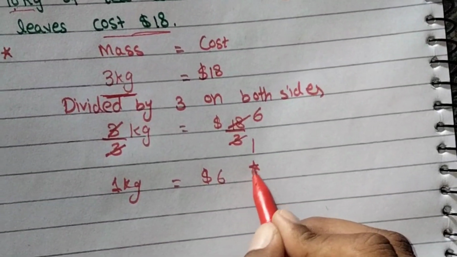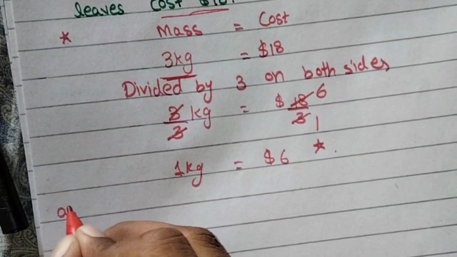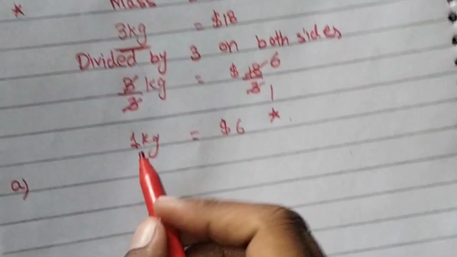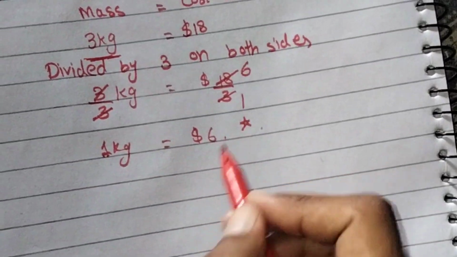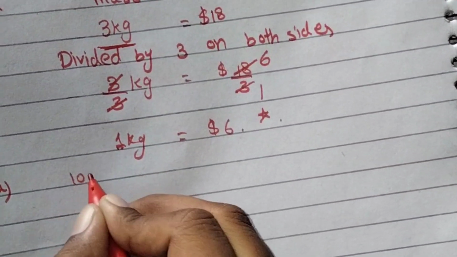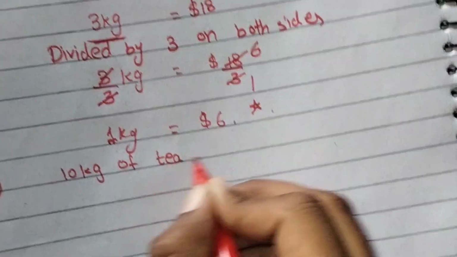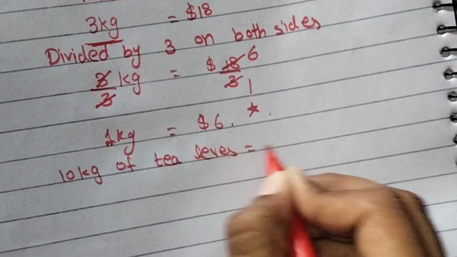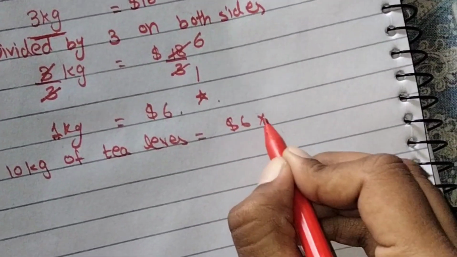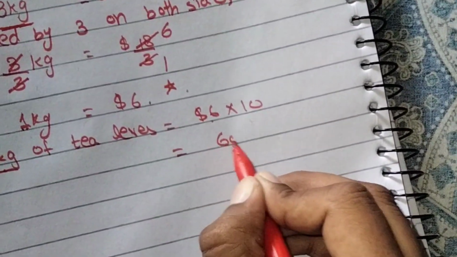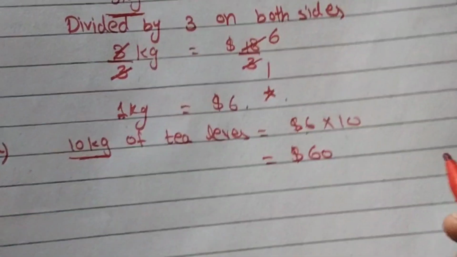Rough work is done, so I will write part A. We will multiply by 10 because I want 10 kg. So 10 multiplies here and 10 multiplies here. So 10 kg of tea leaves is equal to $6 multiplied by 10, because I want 10 kg, and 6 multiplied by 10 will become $60. So our part A is solved here.